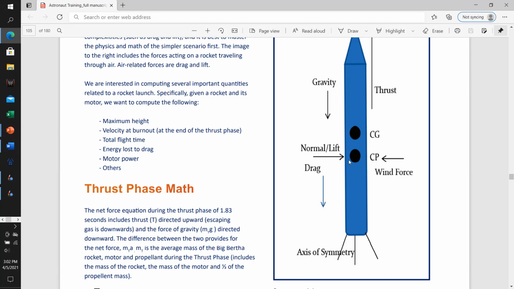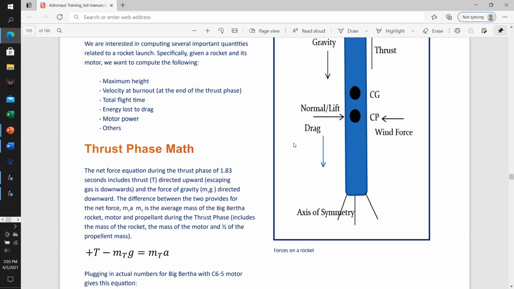Okay, we're going to be interested in computing several important quantities related to a rocket launch, including these quantities. We're going to want to compute its maximum height. We're going to want to compute the velocity of burnout. Remember, that's the velocity at the end of the thrust phase, the total flight time, the energy lost to drag, motor power, and there are others.